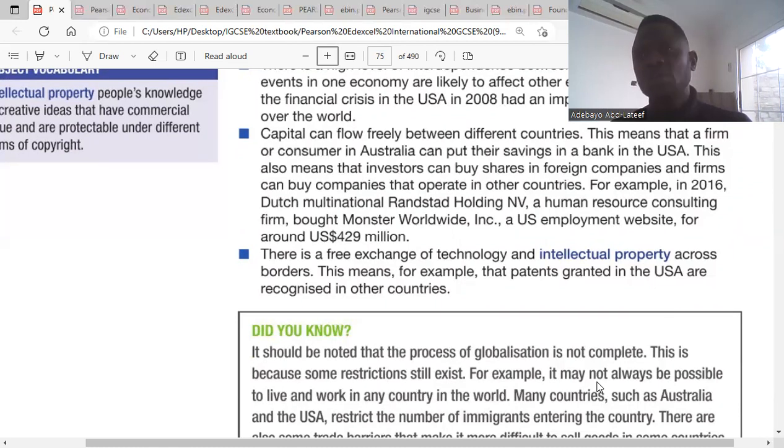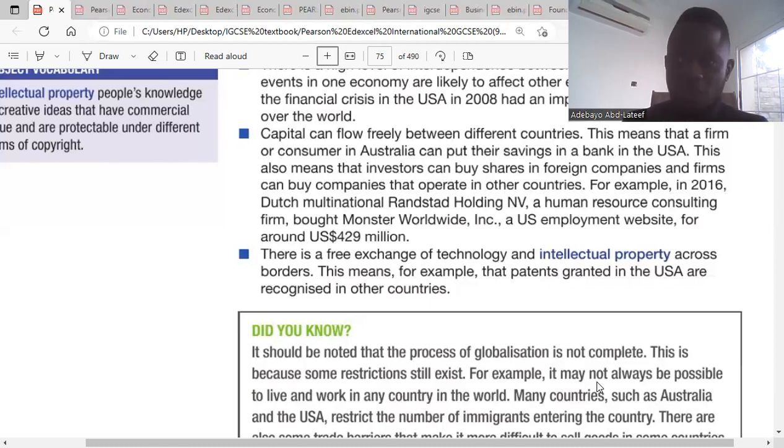The fifth one, free exchange of technology. Here we're talking about advancement in technology. We're talking about intellectual property. And what is intellectual property? Please, focus. With technology, it means we are free to come up with different ideas, different technology. Whatever technology they come up with in China, we can buy it over here. Whatever technology they come up with in Turkey, we can use it here, because there's no problem about intellectual property. What is intellectual property? Intellectual property is people's knowledge that is attached to copyrights.